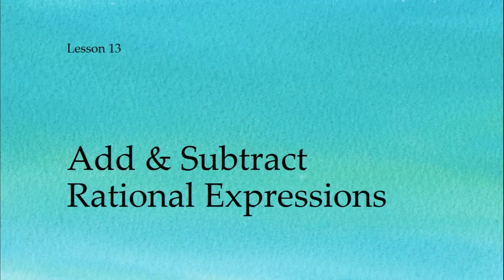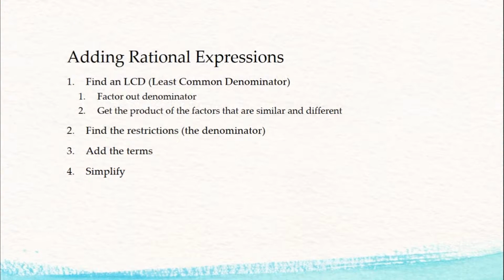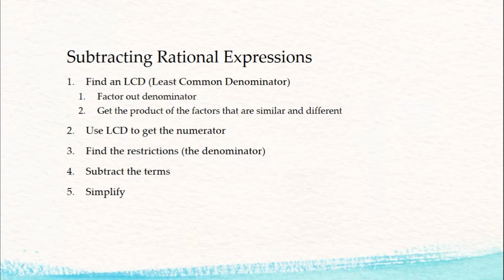Now I'm going to be talking about adding and subtracting rational expressions. This is also from lesson 13. So for adding rational expressions, you want to find the least common denominator, or LCD, and from that you want to get the product of the factors that are similar and different. So let's say you have x plus 1, and then you have another one that's like x minus 2. The least common denominator would be x plus 1 times x minus 2. And then you want to find the restrictions, the same way as with dividing and multiplying. Then you want to add the terms, and then simplify. The same thing goes for subtracting, except you're subtracting.